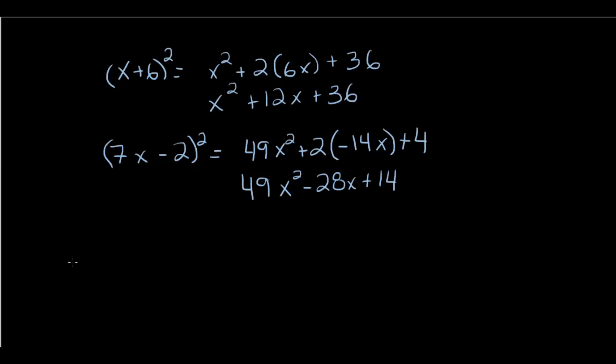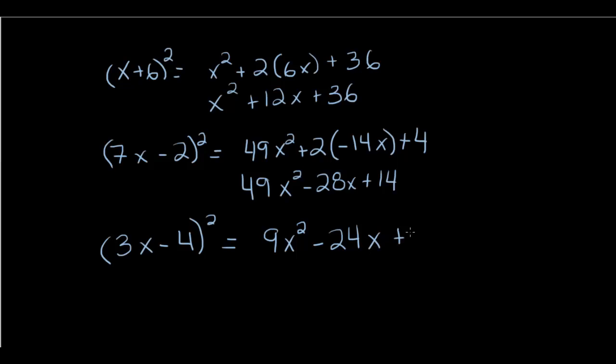Now go ahead and try the following one. And as usual, just pause the video and then unpause it once you're done. So go ahead and try 3x minus 4 squared. Okay, so if you follow the rules, then your answer should have been 9x squared minus 24x plus 16. Again, the square of the first term plus twice the product of the two terms plus the square of the second term.